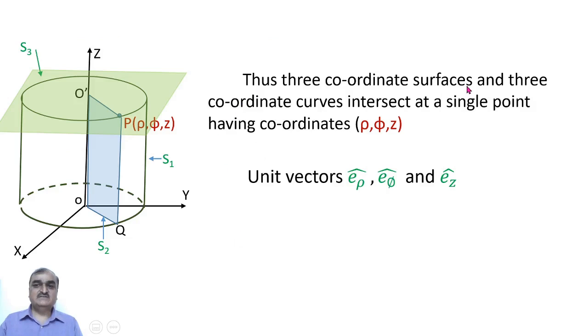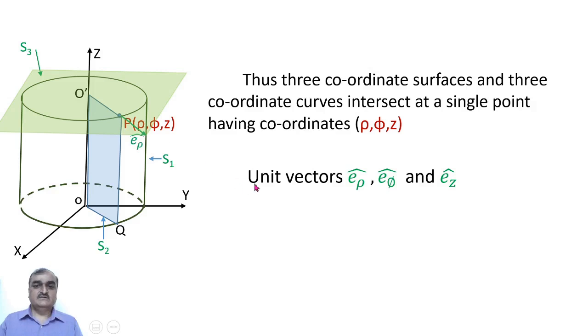And these three surfaces, that is rho surface, phi surface, and z surface, and three curves, that is rho curve, phi curve, and z curve, intersect at a single point, that is S1 surface, S2 surface, and S3 surface. These three surfaces intersect at point P, as well as the three curves. That is, this O dash P is a rho curve, this circle is a phi curve, and this PQ is a z curve. These three curves also intersect at point P.